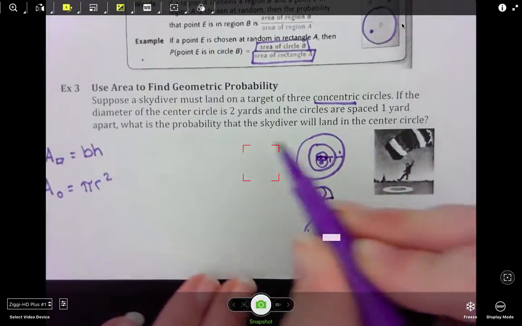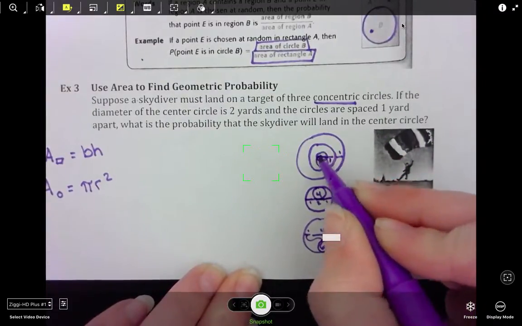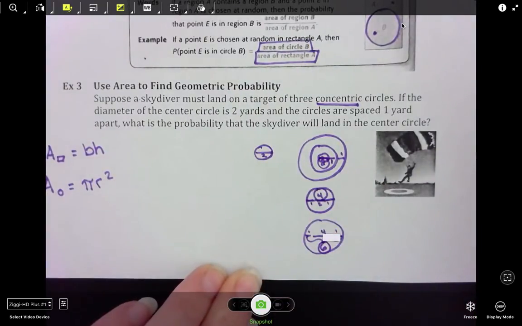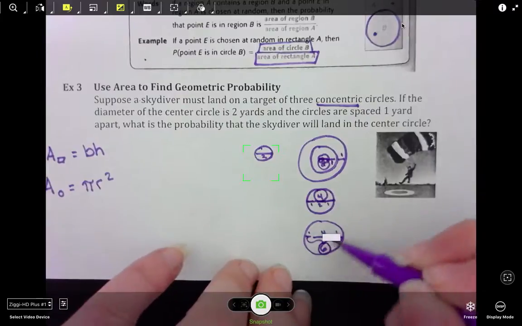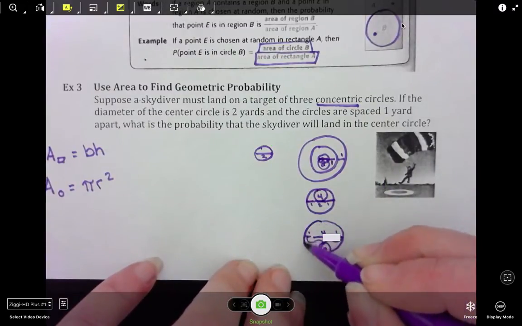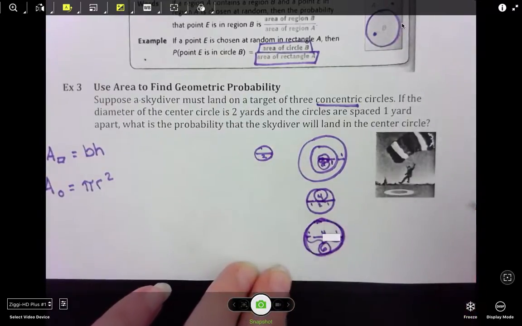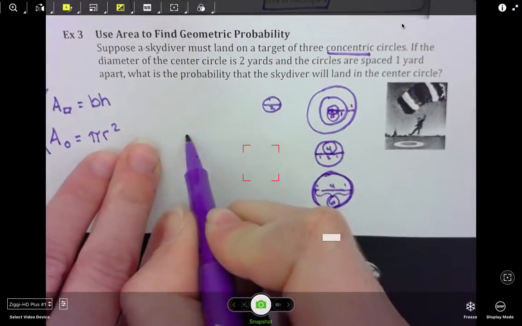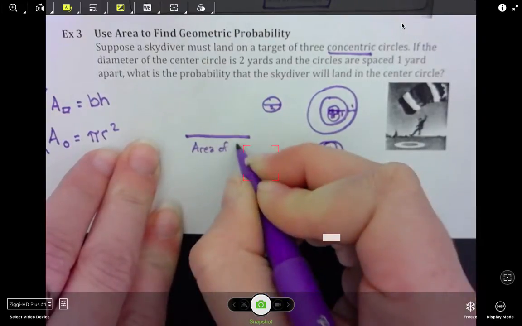What is the probability that the skydiver will land in the center circle? The center circle is the smallest one, and the smallest circle has a diameter of 2. I'll make that a little bit easier to see. We know that he is going to land inside one of these 3 circles. So the overall circle that he could land in is this one that has a diameter of 6. We know that at least he's going to land in that circle. That's going to be the bottom area. So I'm going to put area of big circle.